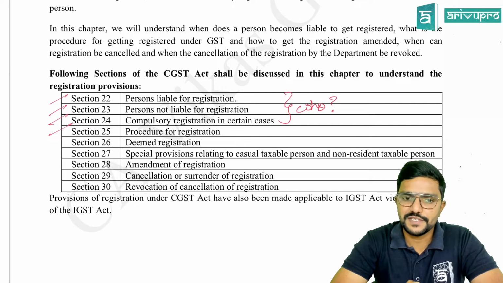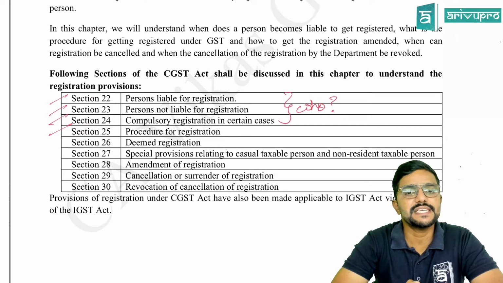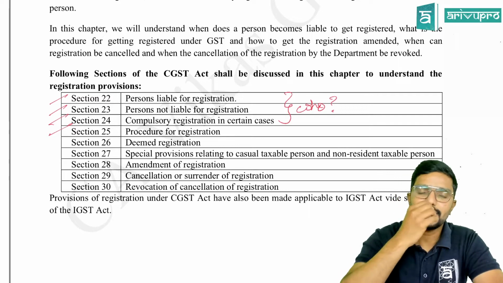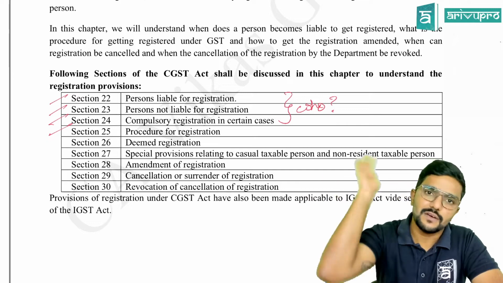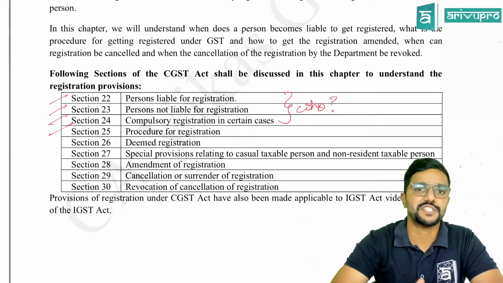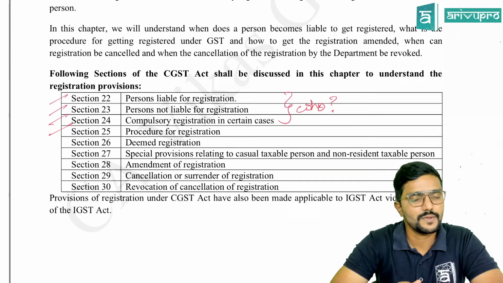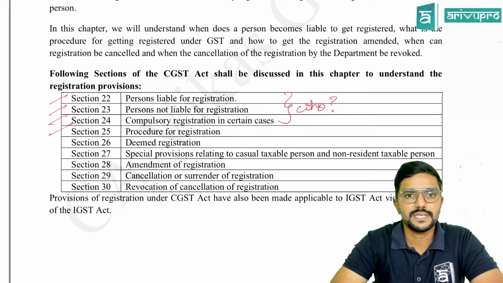Persons liable for registration. In brackets you can mention conditional registration. It means there are some conditions or situations given there. Only if you are covered under that category will you get registered. If not, you need not. That is what is given in section 22, guys.